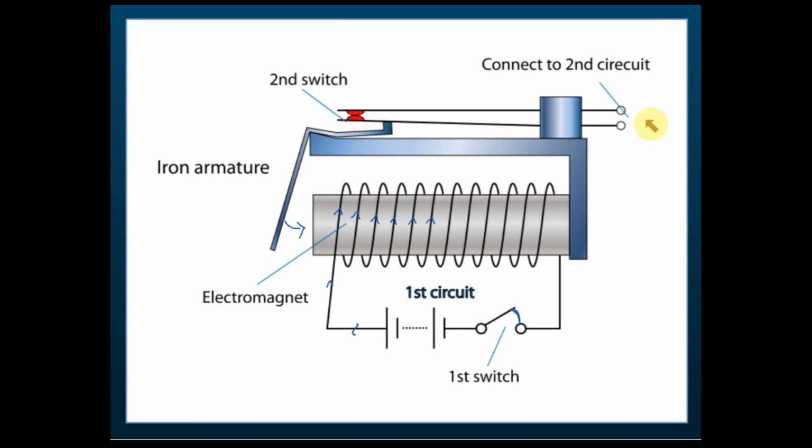And when it connects the second switch, the current flows in the second switch. Then it will make the machine operate. And of course, if you switch it off, there's no current flow, then it will go back to its initial position. Okay, that's how it works. You switch on the current flow, you pull the iron armature, and then the second switch is on.